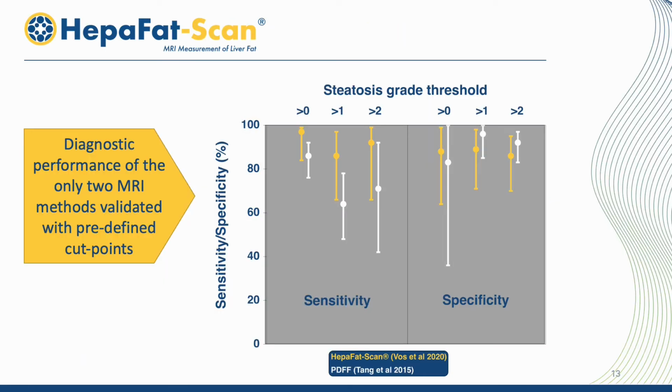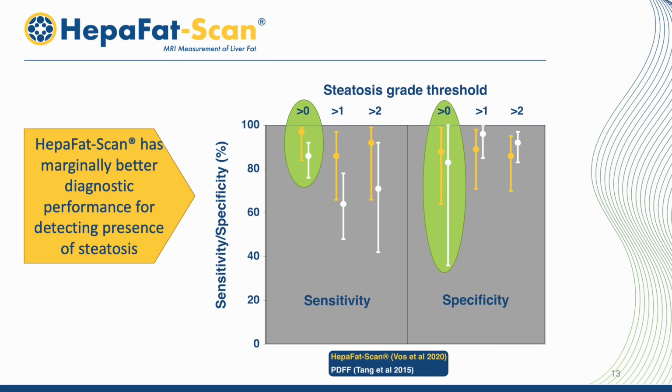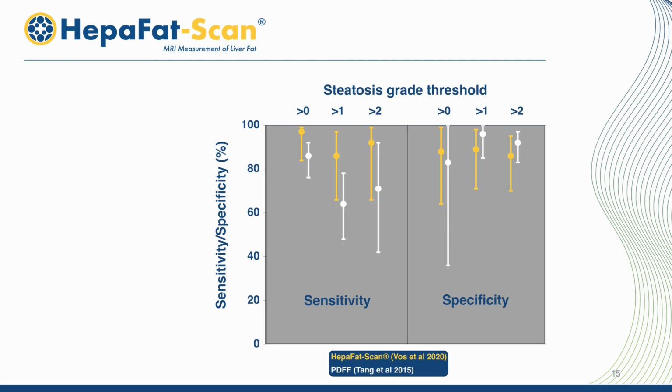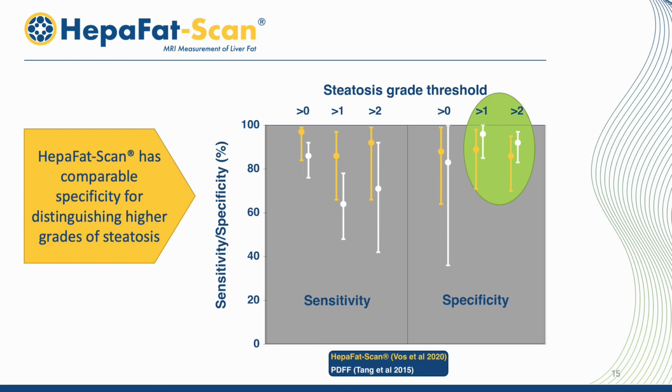To date, there have been only 2 MRI techniques validated with predefined cut points. One of them is HepaFat-Scan, shown in the yellow data points on this slide, and the other is the method of Tang and colleagues from 2015, which are the white data points on this slide. As you can see, for diagnosing steatosis, in other words, a steatosis grade greater than 0, HepaFat-Scan comes out with marginally better sensitivity and specificity. For the higher grades of steatosis, HepaFat-Scan has superior sensitivity, while the specificity is marginally less, but comparable to the study from Tang and colleagues.